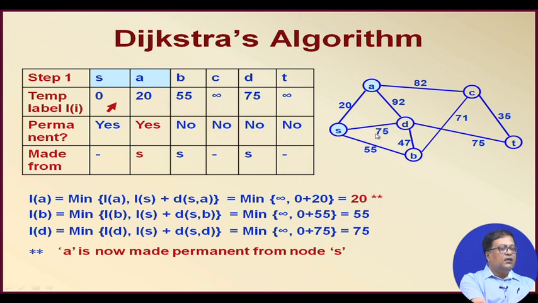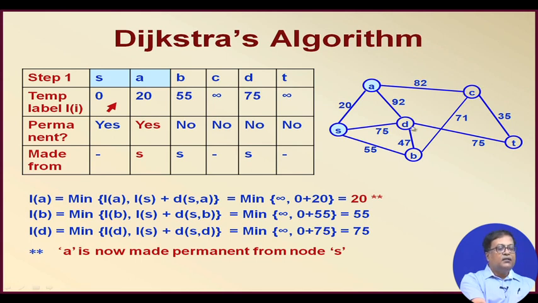So, now the next distances are to be computed from A. From A you see we can reach two nodes, C and D. If you go to C, then it should be 20 plus 82, 102, but the current value is infinity. So, which one is lower? 102. So, we can have a value of 102 now.